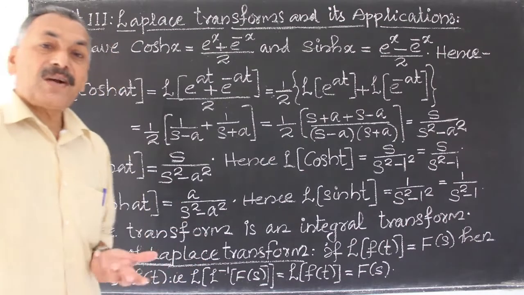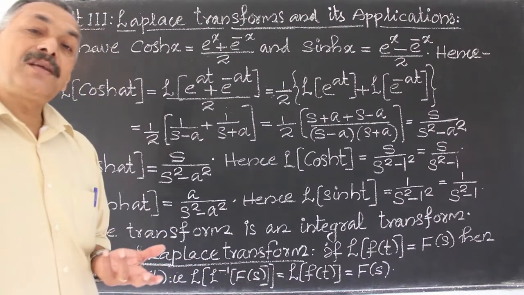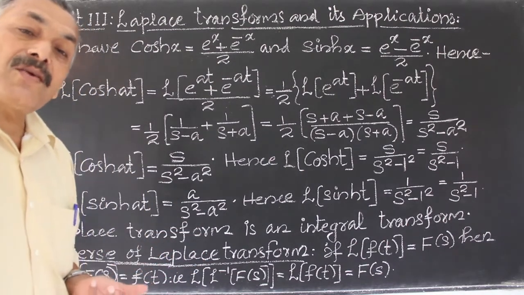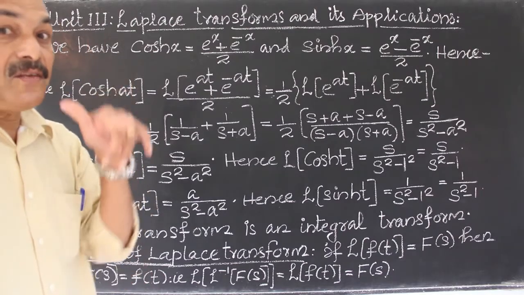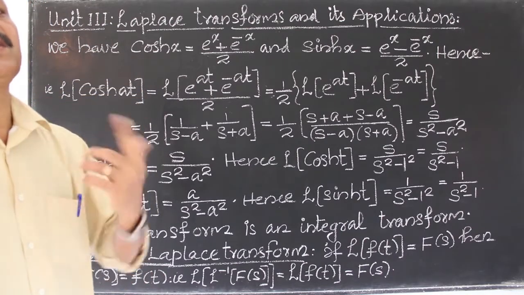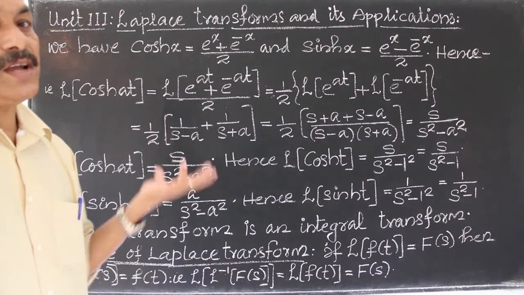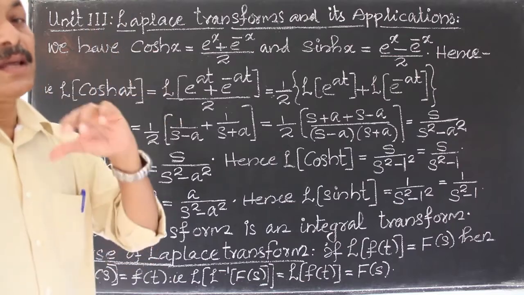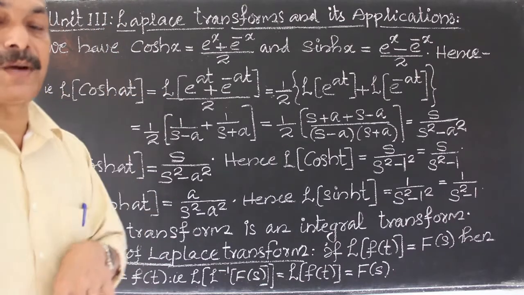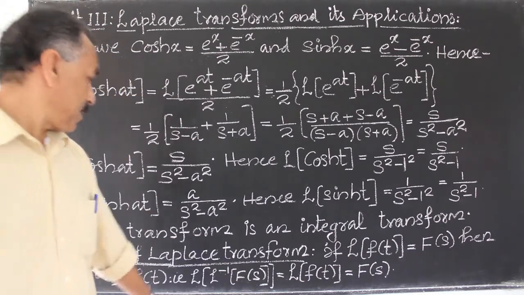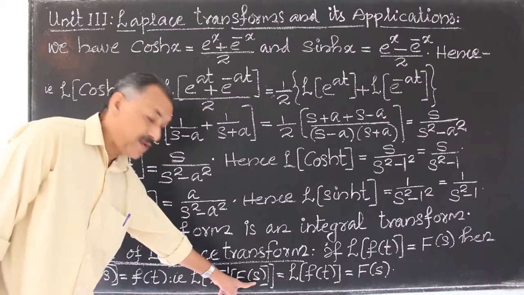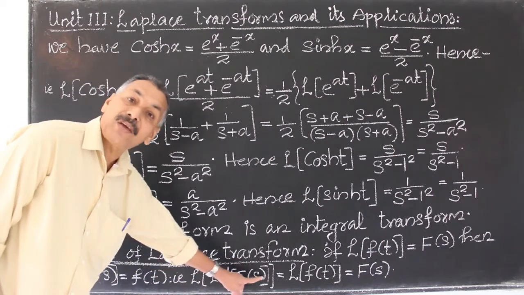Inverse property: what is the Laplace transform of e raised to at? L of e raised to at is equal to 1 divided by s minus a. L inverse of 1 divided by s minus a is equal to e raised to at. L inverse is of a function of s, and L is of a small function of t, right. This is the property: we never say L inverse of F of t, it is always L inverse of F of s.